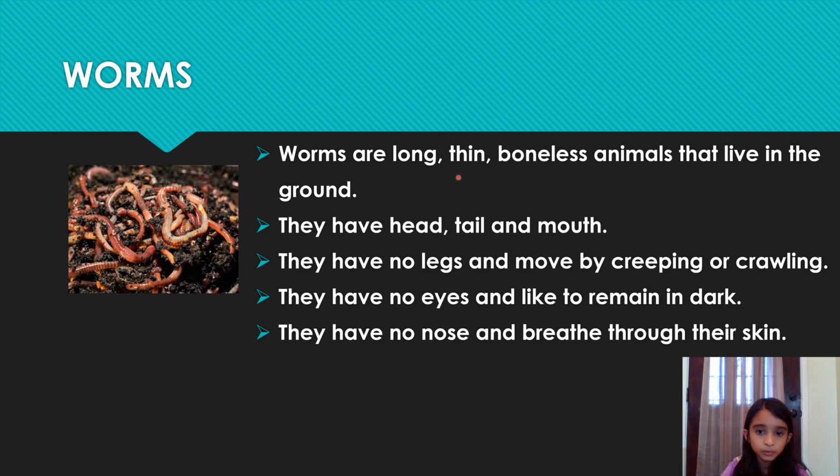Worms are long, thin, boneless animals. They have head, tail, and mouth. They have no legs, no eyes, no nose, and breathe through their skin.